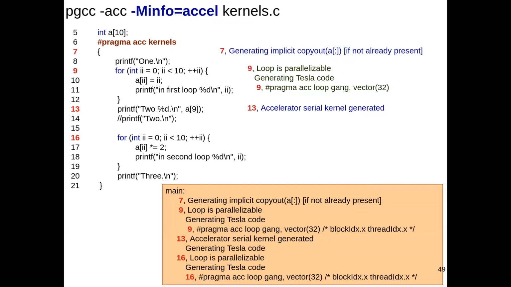The compiler says accelerator serial kernel generated, and that confirms our understanding that for this single printf, a kernel is generated and executed sequentially, that means by a single thread on the accelerator. That is the reason 2A of 9 is always printed after all the first loops are printed. That happens because of the data dependence: A of 9 is being written inside the for loop and read inside this print.